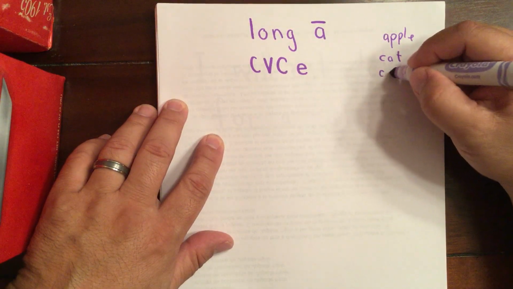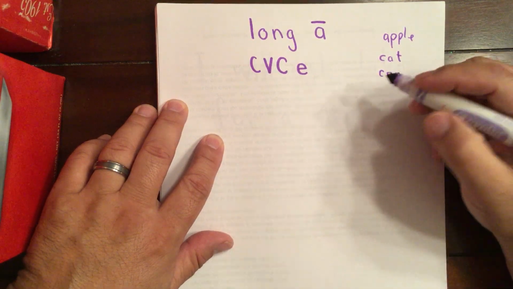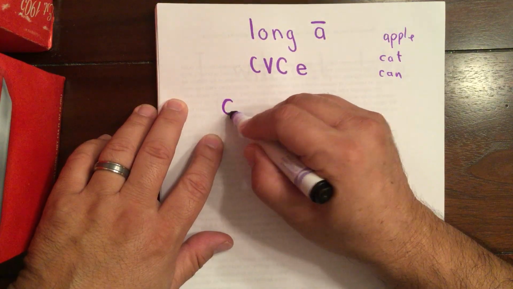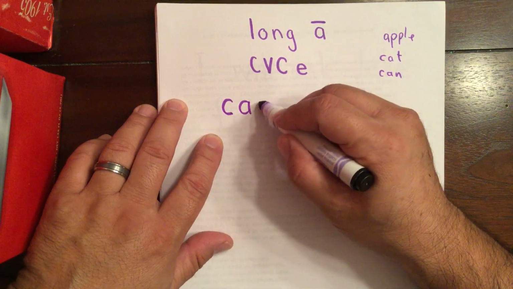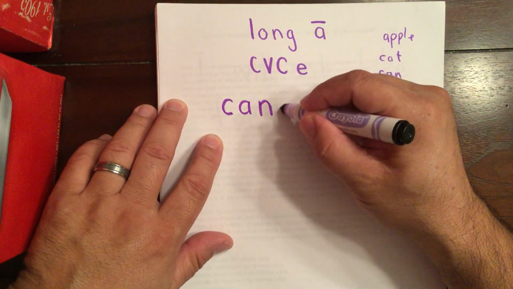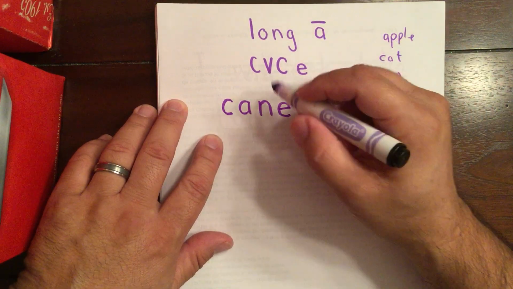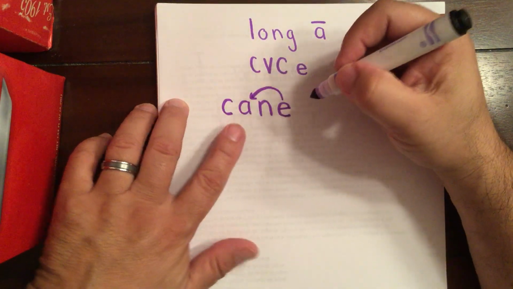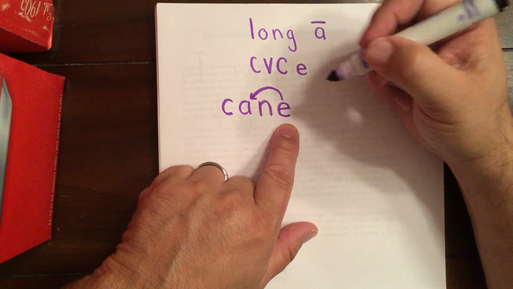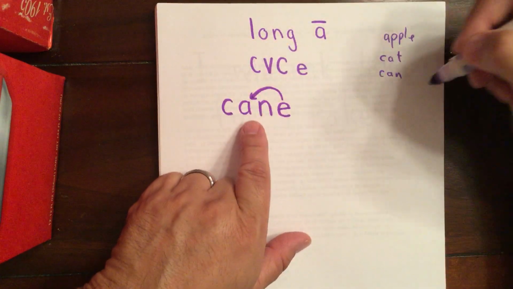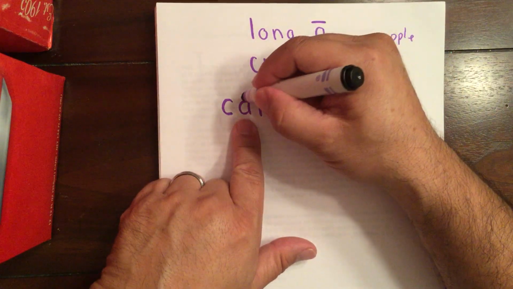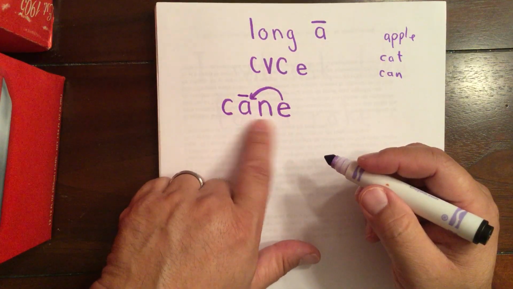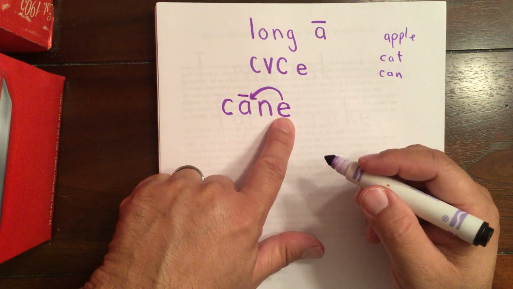And can also has a short sound, but if we incorporate our consonant C, our vowel A, and our other consonant N, and add an E, the silent magic superhero E, this one gives its power to A, and instead of the E making the sound, the A in can now becomes cane. Okay.